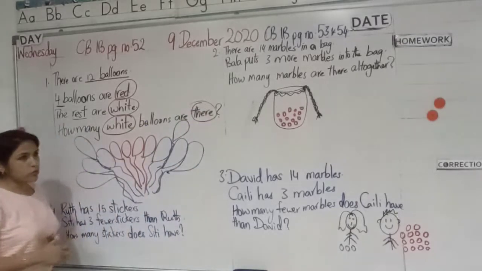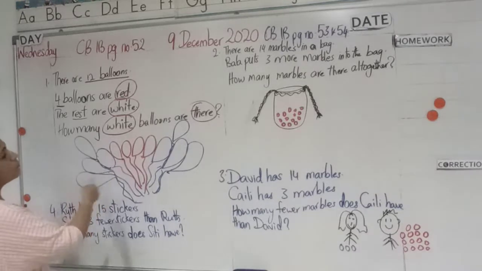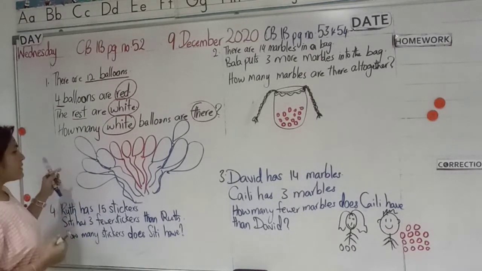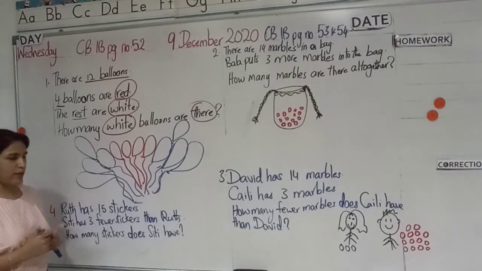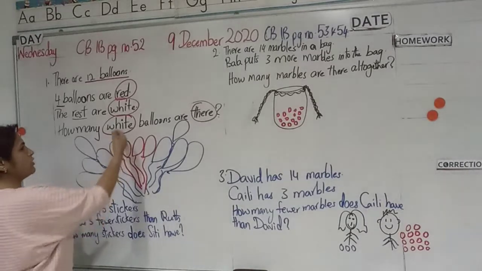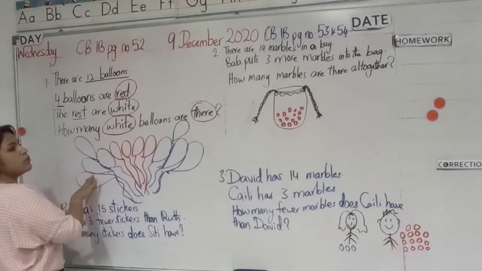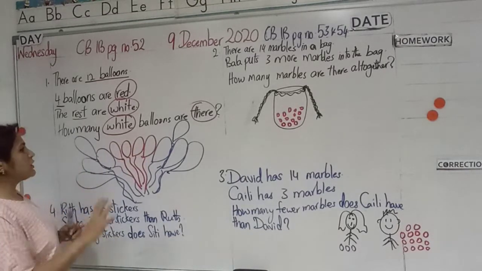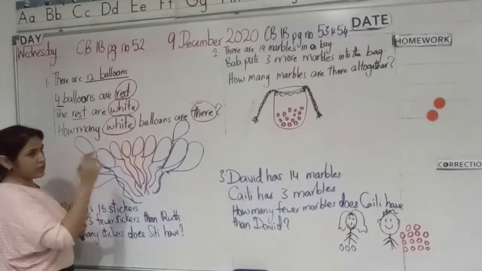So what we are going to do, I have drawn here red and blue balloons because it is a whiteboard, so I cannot use a white marker, and I don't have a white marker. So I have changed the white marker into blue. So here we will consider these blue balloons as white balloons. Now let us count whether we have 12 balloons here or not.